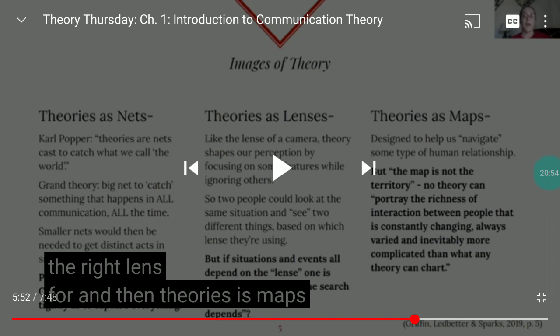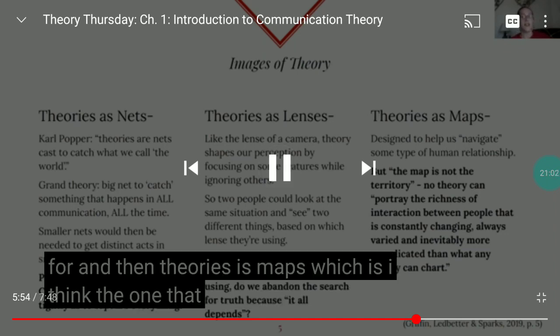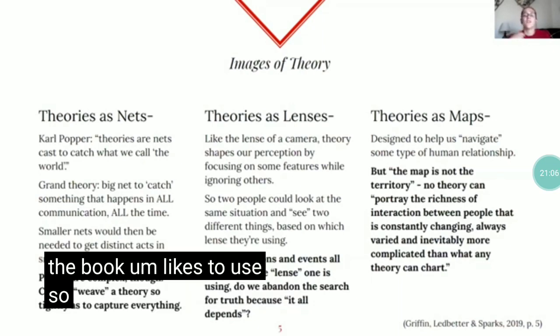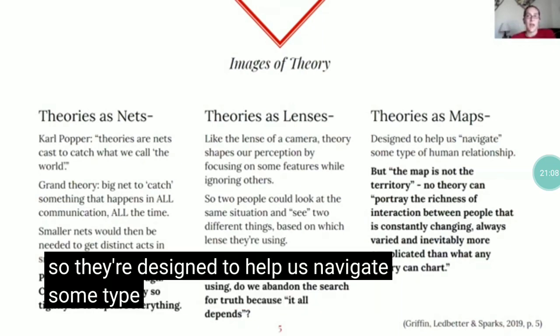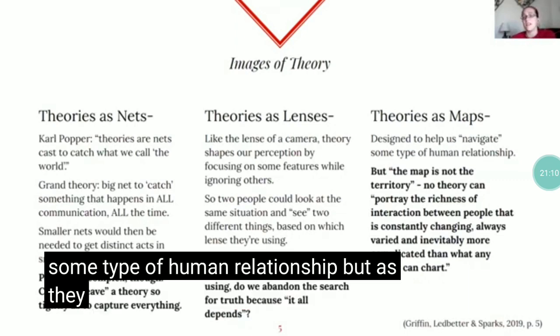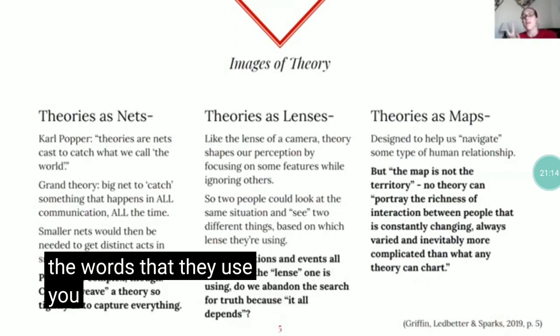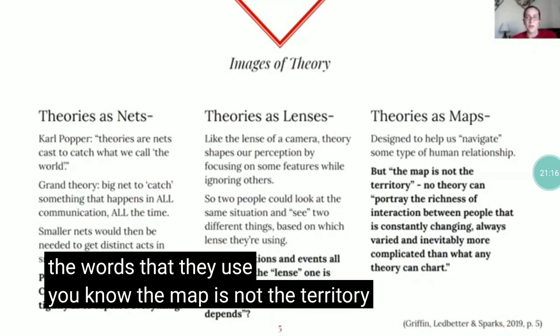So once again, there are downsides to it. Now moving to the third one, which is theories as maps, which is, I think, the one that the book likes to use. They're designed to help us navigate some type of human relationship. But as they say in there, I'm quoting it because I really like the words that they use, the map is not the territory.